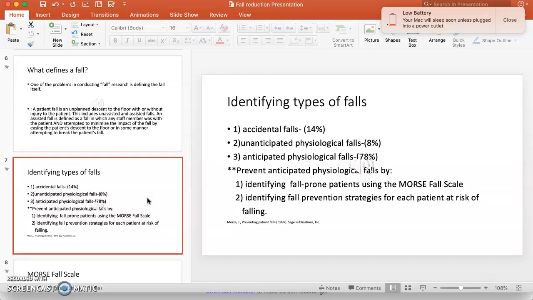So the types of falls that I identified in the literature are accidental falls, unanticipated falls, and anticipated falls, which account for 78% of all the falls. These are the falls that I'm going to focus on in this presentation because these are the falls that we can potentially catch by using the Morse fall scale.